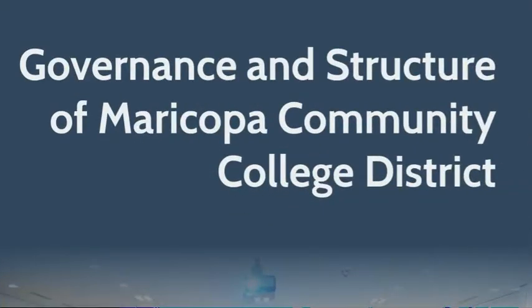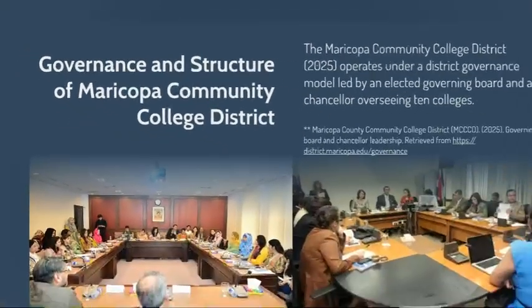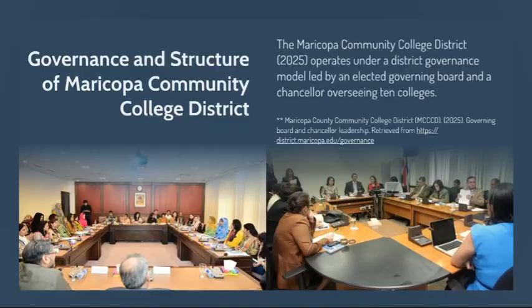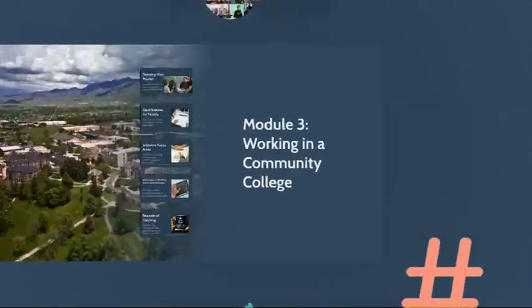So for Maricopa Community College District, the governance and structure. MCCCD operates under a district governance model, which is characterized by an elected governing board that oversees the educational direction and policies of the district. This governance structure not only promotes accountability, but also enhances collaboration across its 10 colleges, ensuring they collectively fulfill their mission of providing accessible, quality education to diverse populations.